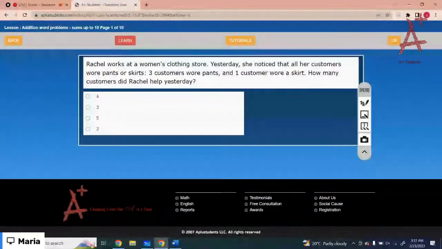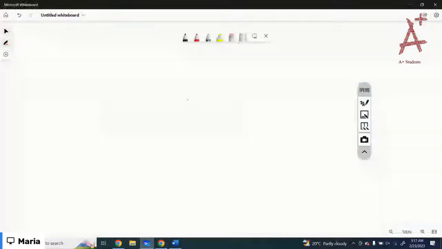So three of them wore pants and one of them wore a skirt. So you just have to add up 3 plus 1. Start with the larger number and add the smaller one. 3 plus 1 makes 4. So the correct option is 3 plus 1 equals 4. Got it? That means the total customers she had yesterday are 4. Got it? So the correct option is 4.